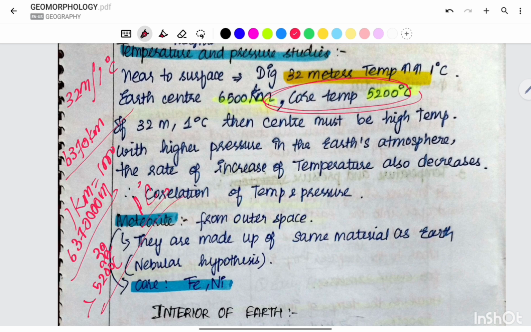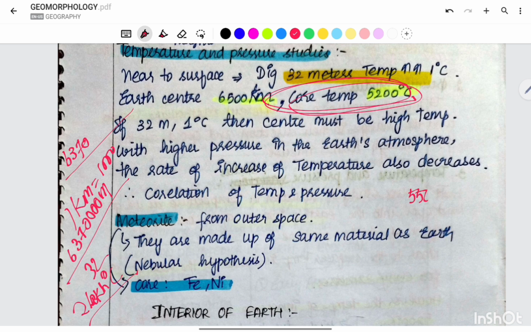So 5200 degrees Celsius is the temperature of the core, right? When you divide this by 32 meters per degree, then the core temperature must be higher. Now what is the core temperature? When it is divided into 637 and 4 zeros, the core temperature must be approximately 2 lakh degrees Celsius, but it is just 5200 degrees Celsius.